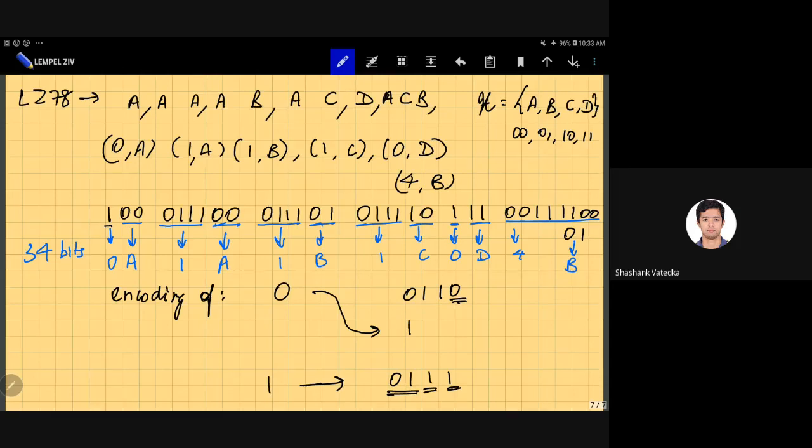Right? And if I did a fixed length encoding of the sequence instead of doing any compression, just represented each symbol using 2 bits, then how many bits would I need to encode? 22 bits, right? So this begs the question, are we really doing any sort of compression over here?